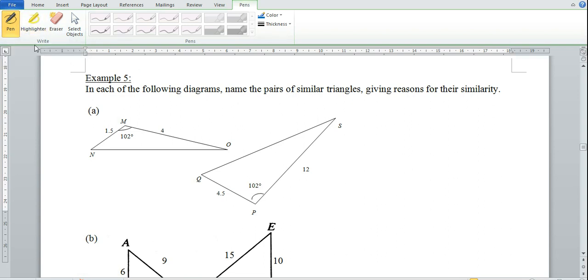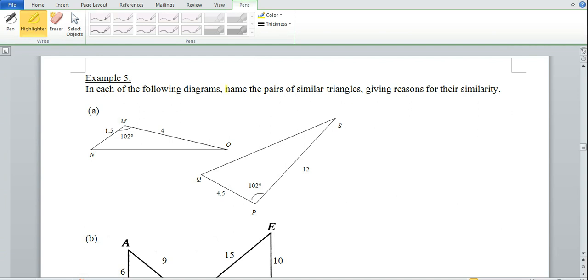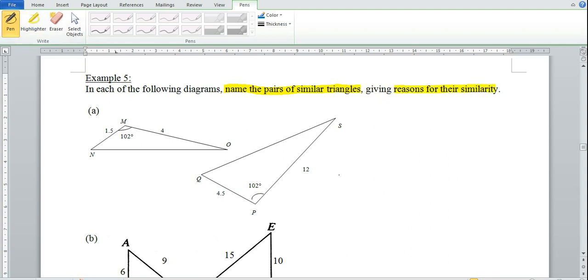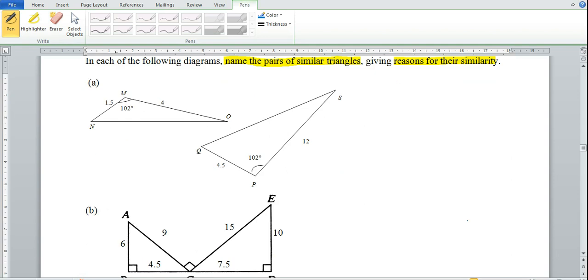Okay, let's look at example 5. Example 5 is saying, for the following diagrams, name the pair of similar triangles with reasons stated for why they are similar. Okay, so let's look at part A. Now, the same as proving congruent triangles, we have to first decide which test we are going to use. The test that we've chosen is how we are going to display our reasons. Later we are going to conclude with the test that we use.